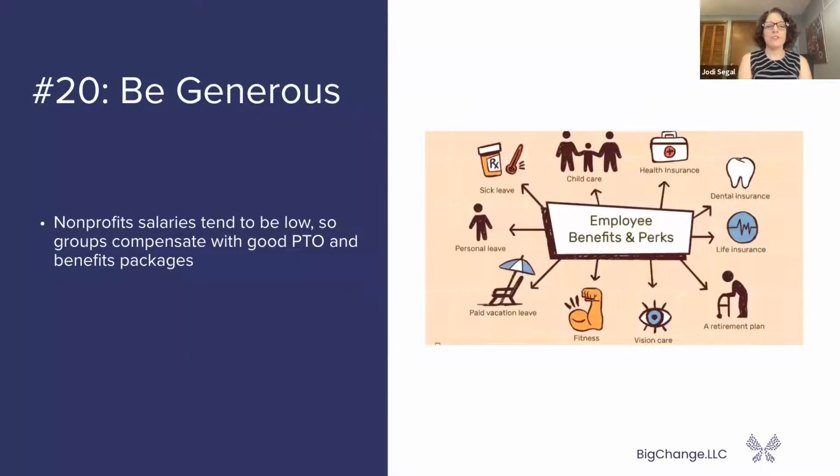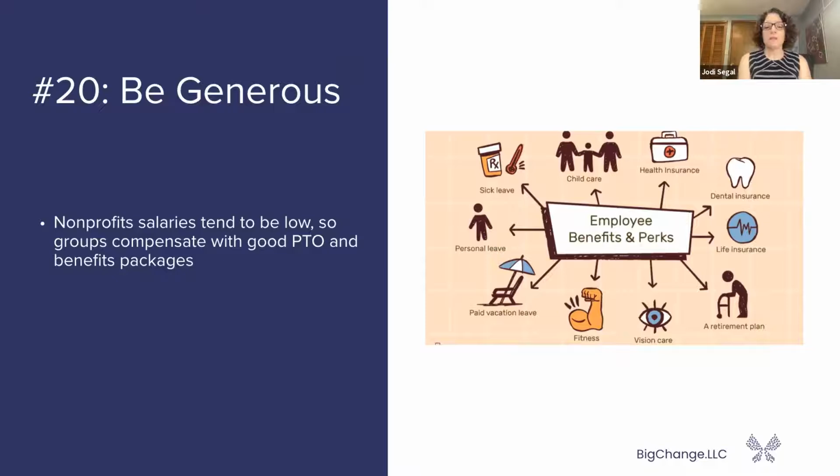Number 20, be generous. Moving into compensation now, small employers and nonprofit organizations typically have limited budgets and want to squeeze every bit of value from their dollars. Remember that employees tend to stick around where they feel valued.